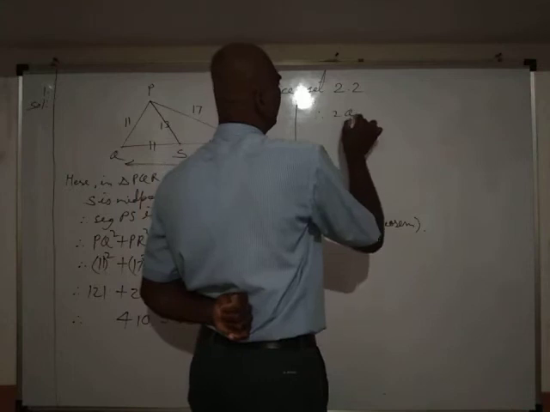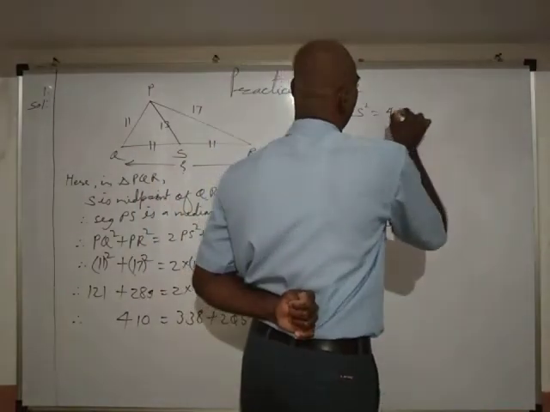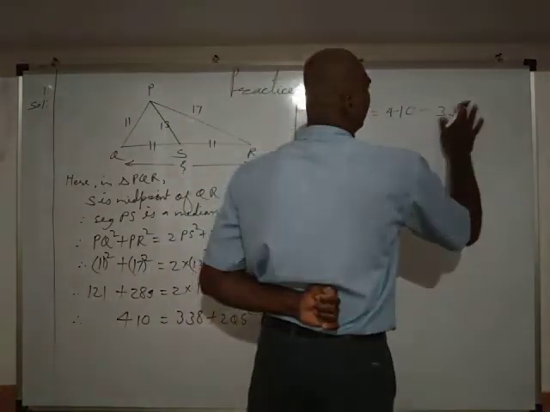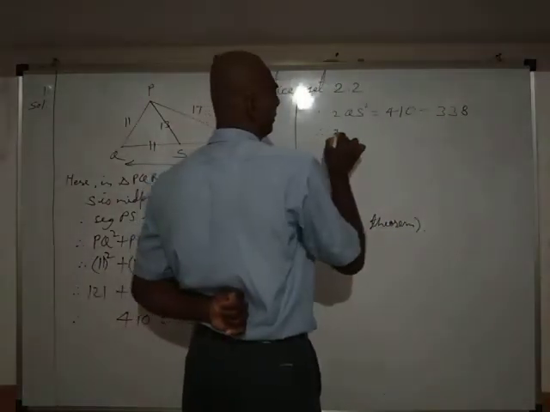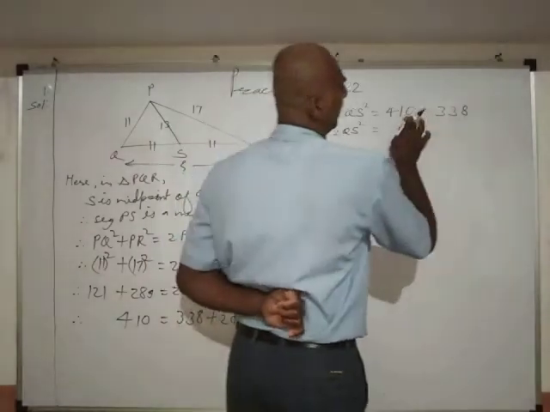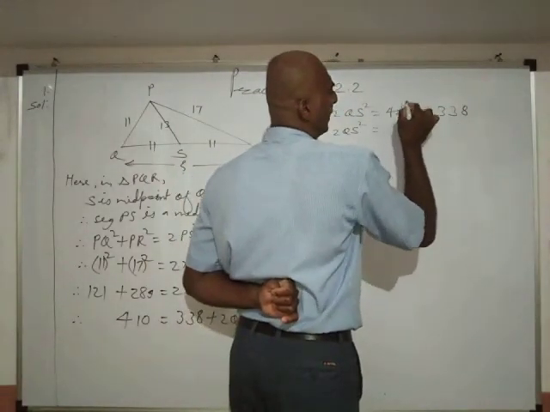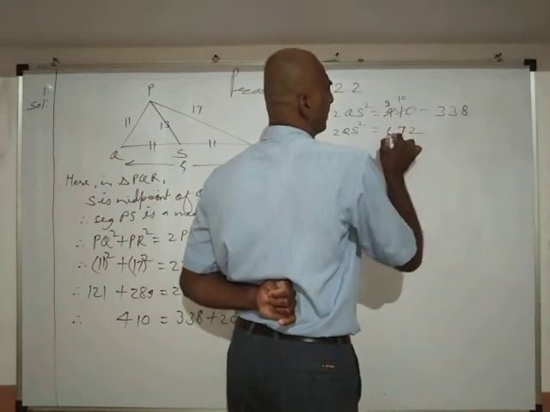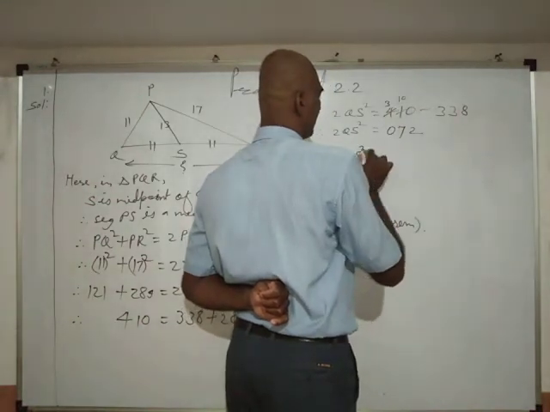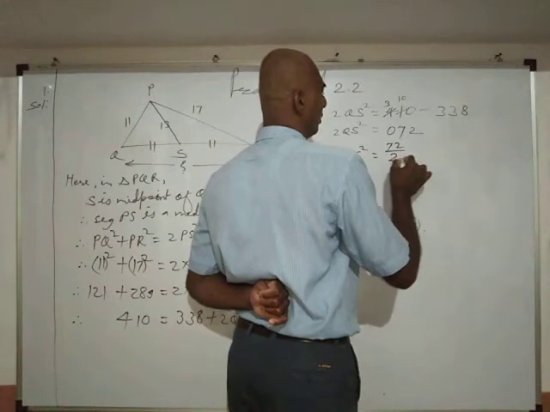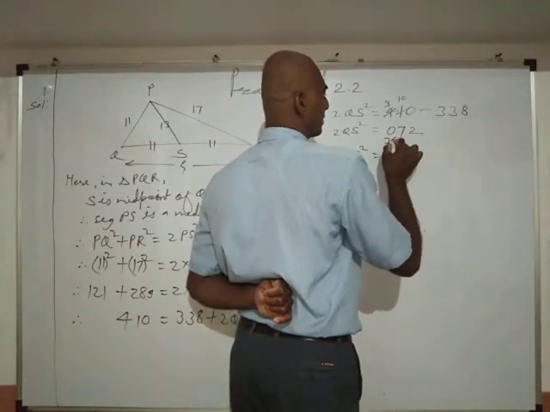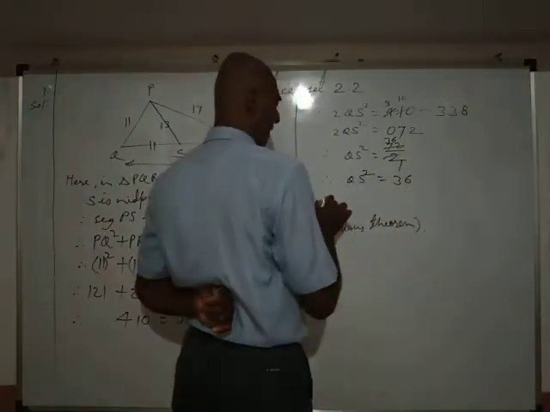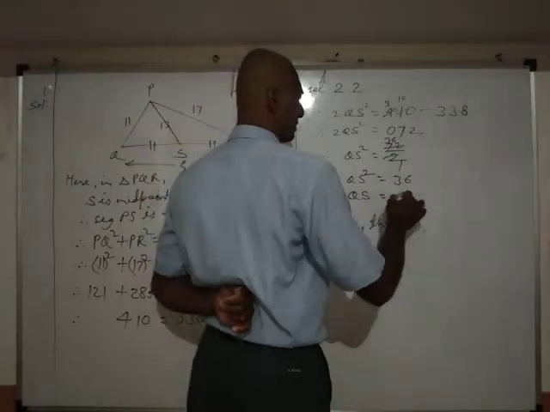and therefore 2QS square equals 410 minus 338, and therefore 2QS square equals 72, and therefore QS square equals 72 upon 2, that is QS square equals 36, and therefore QS equals 6.